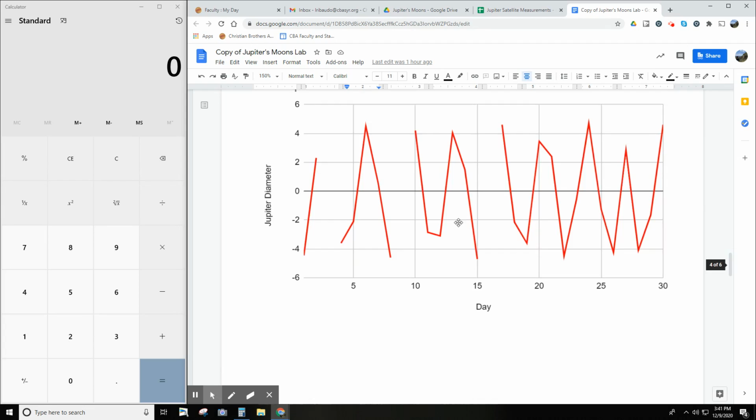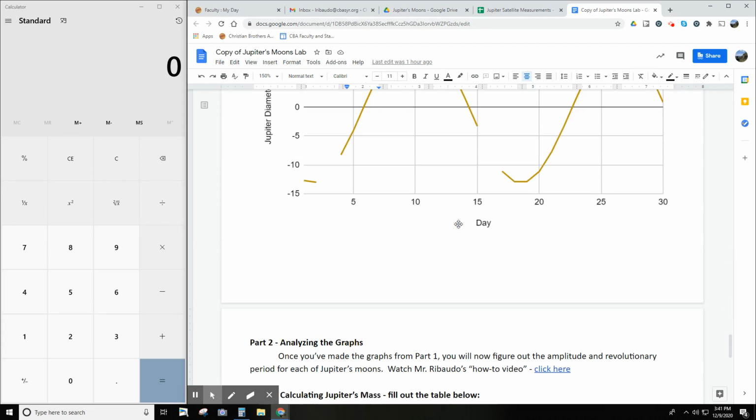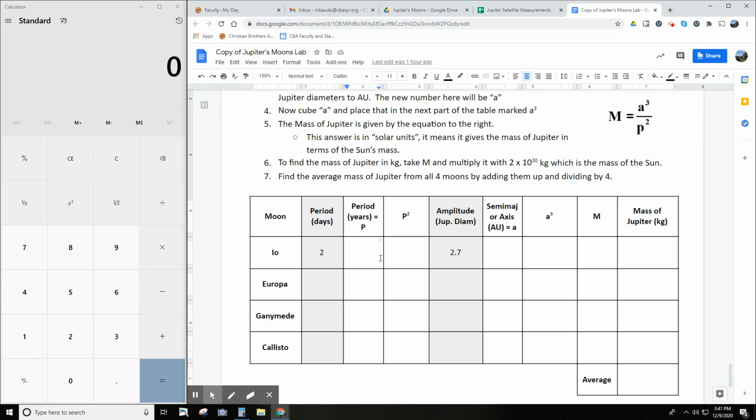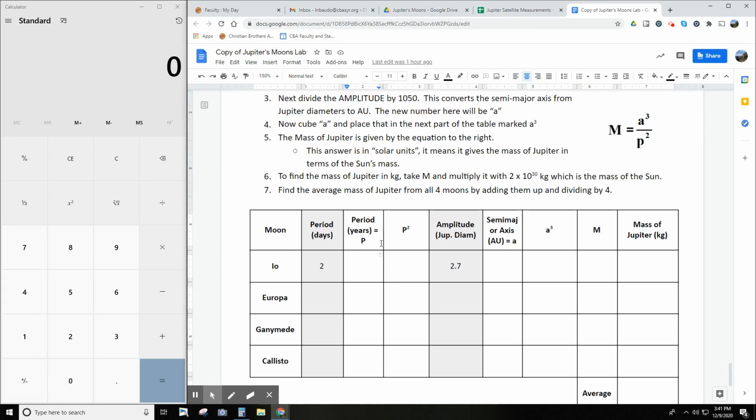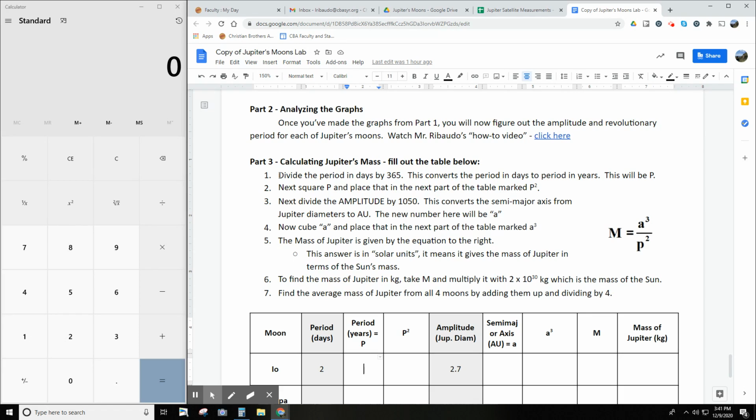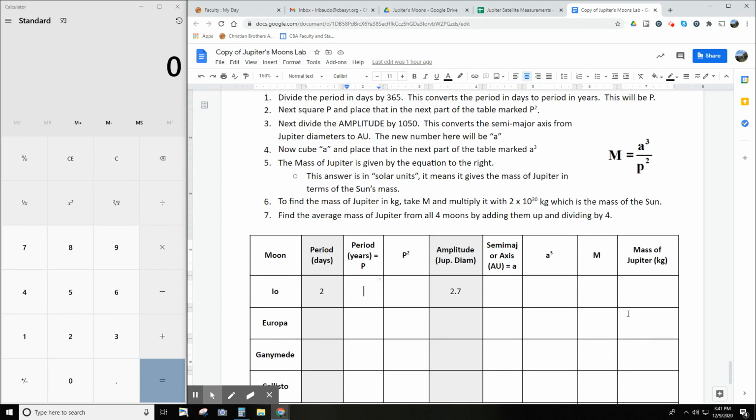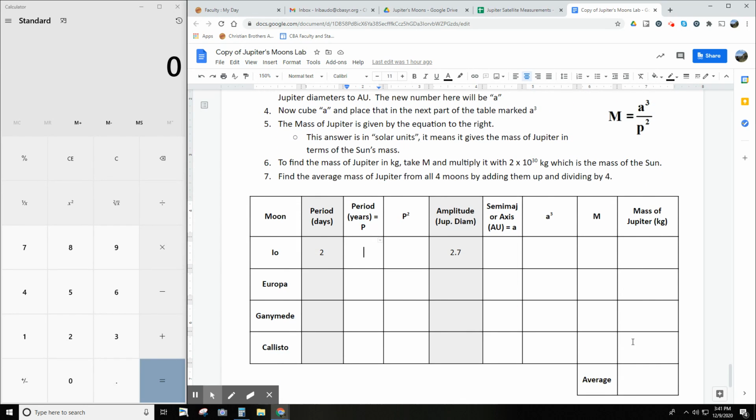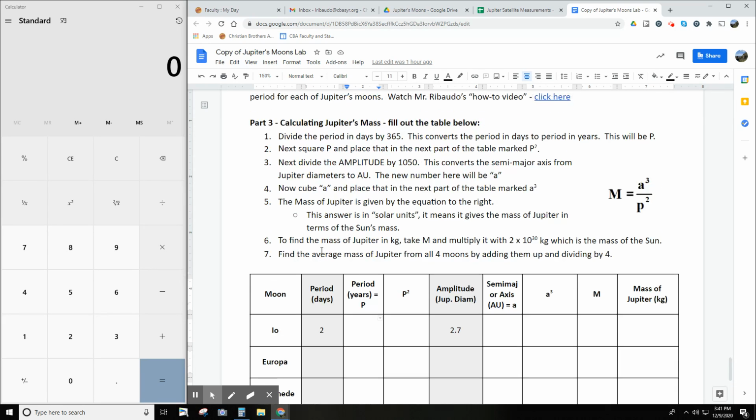So hopefully you've come up with those numbers already and figured out how long it takes for these moons to go around Jupiter. After that, you're essentially following the directions that are listed here under part 3, step by step. You're just doing a little bit of math to figure out the mass of Jupiter. Our end goal is to have a mass of Jupiter which is identical for all 4 moons. That's probably not going to be perfect because you got some errors involved, but no big deal if you do.